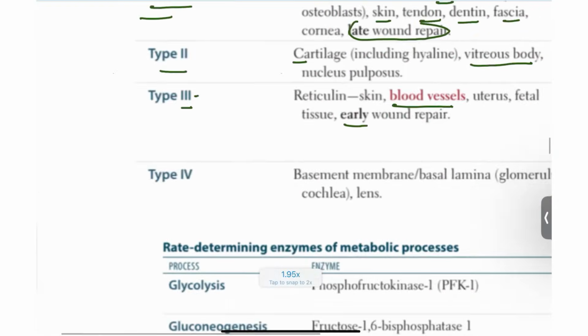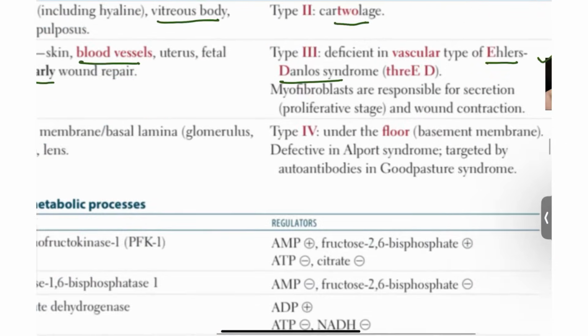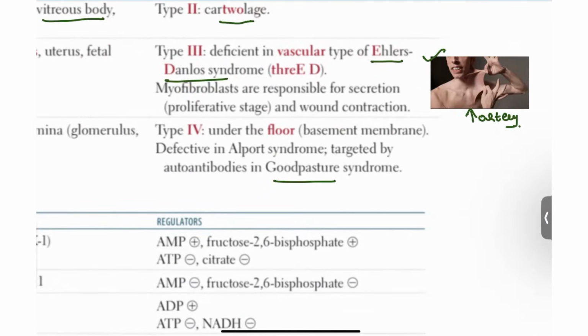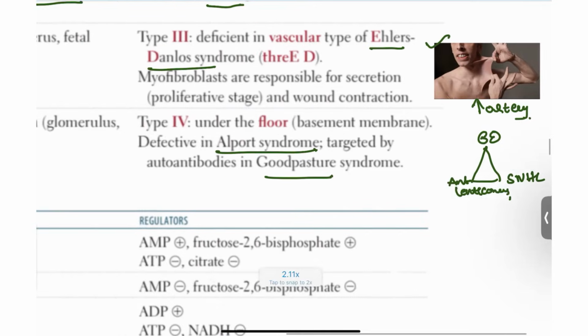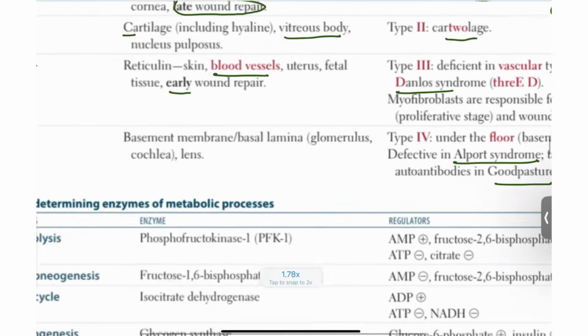Next, type 4 will be associated with what condition, guys? Goodpasture syndrome and Alport syndrome. And Alport syndrome, if we remember immediately, this will involve the kidneys and also SNHL, sensorineural hearing loss, and anterior lenticonus. Okay, anterior lenticonus. This is what your basement membrane involves in Alport syndrome.